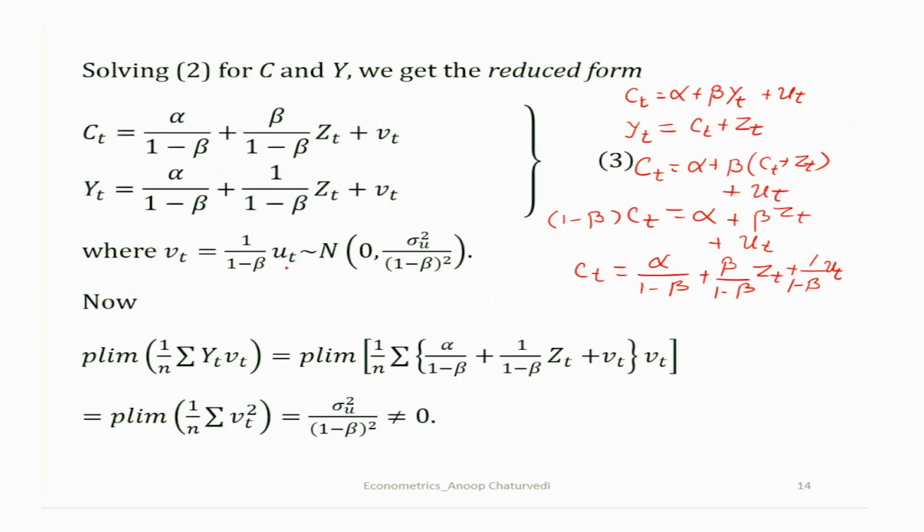Then 1 upon 1 minus beta u t follows a normal distribution, it has mean 0, and variance is 1 upon 1 minus beta square sigma square u.